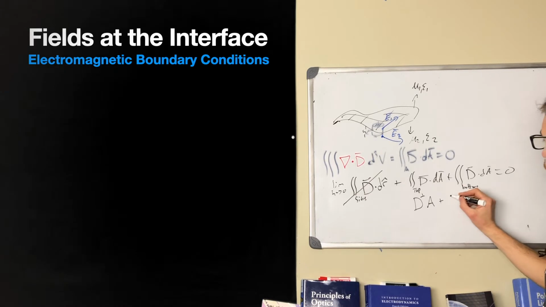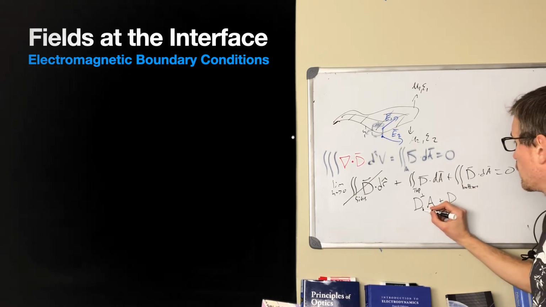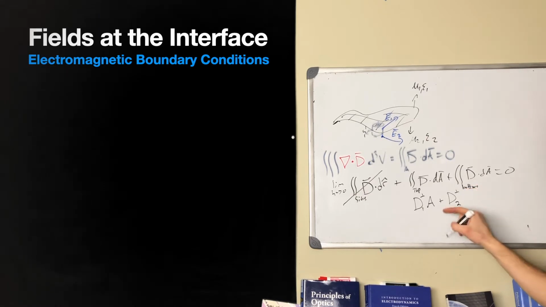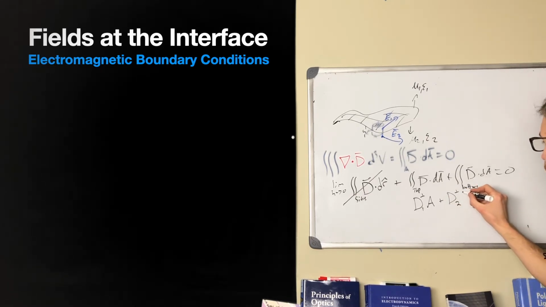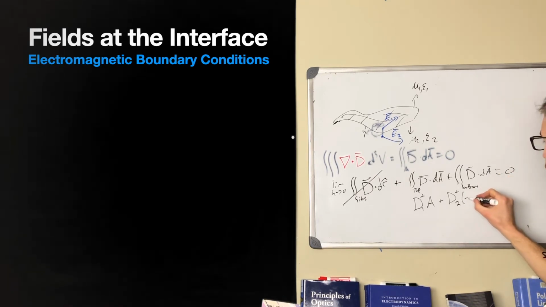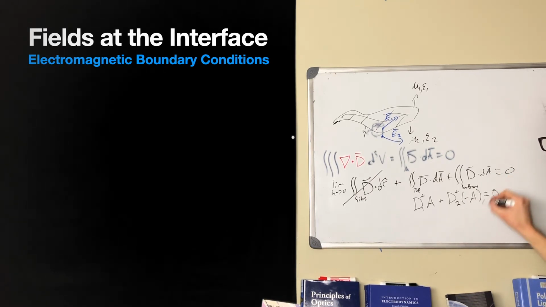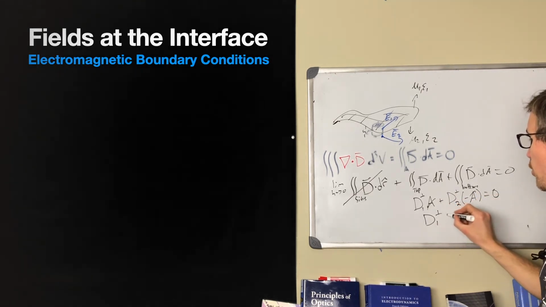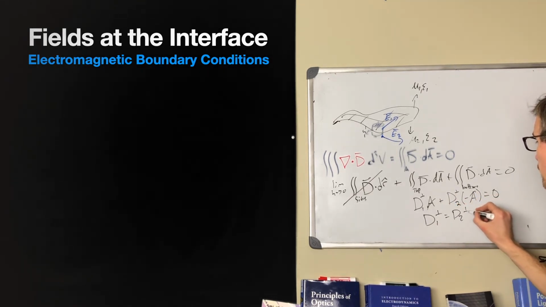plus the part that's on surface 1, on the bottom, D perpendicular times, well, it's pointing the other way, so this dot dA here is going to give us a minus A, and that's equal to 0. The A's cancel, so it just tells us that D1 perp is equal to D2 perp.